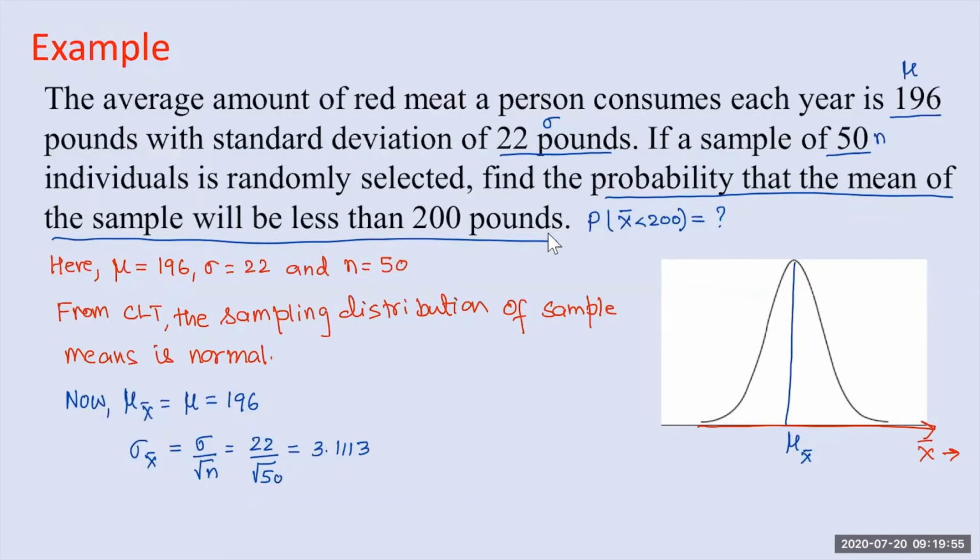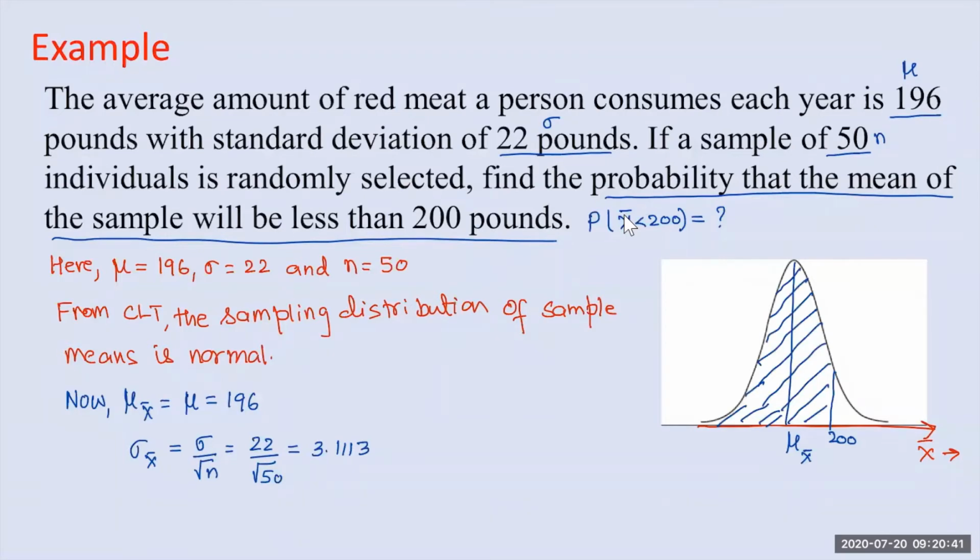Now, if you look at the question, we are asked to find the probability that the mean of the sample will be less than 200 pounds. So along the x-axis, you have the mean. The mean of the means, or mean for the sampling distribution, we saw that it's 196. 196 is here. But in the question, we are looking for 200. So 200 should be somewhere there. So suppose this value is 200. We have to find the probability that the X bar is less than 200. Less than means to the left. So we want this value.